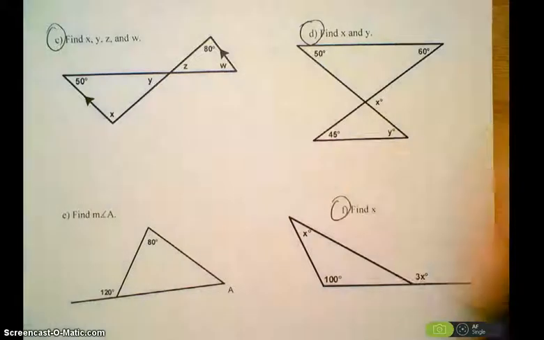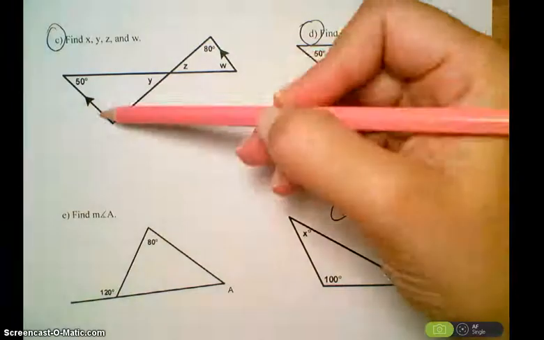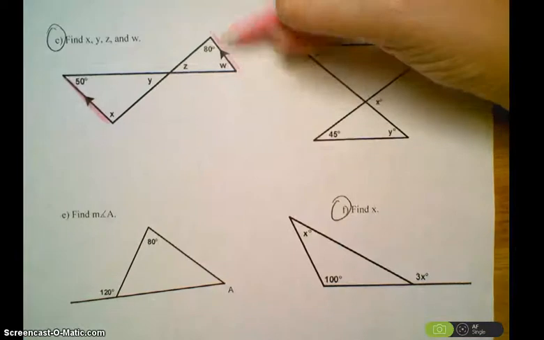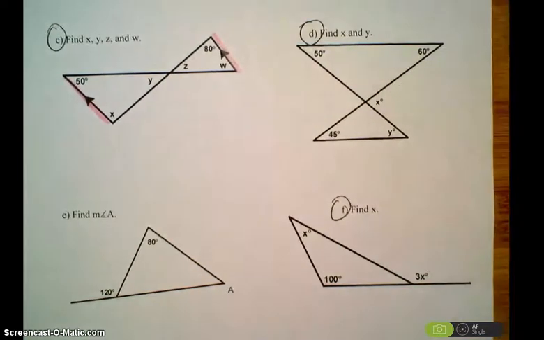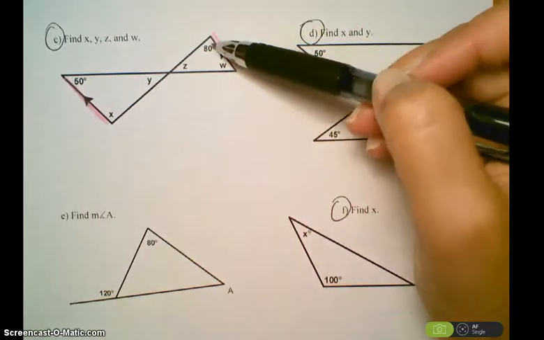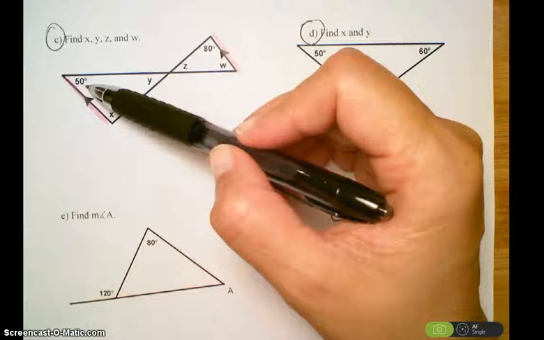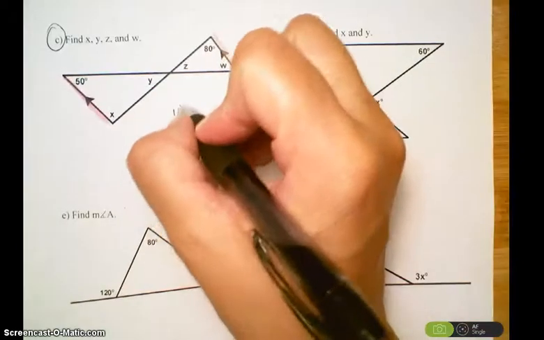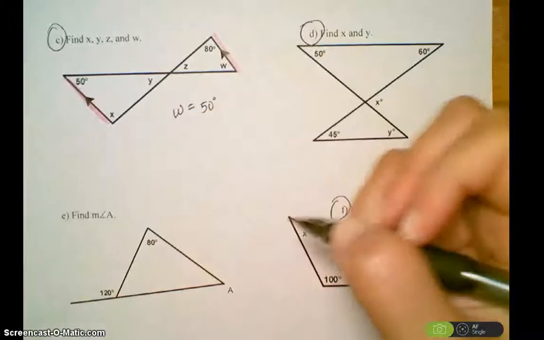So in example C, you can see that you have a pair of parallel lines. They've been marked as parallel, but as you guys know, I like to make those lines a different color. Then anytime we have parallel lines, we should be looking for special angles, and as you can see here, we have some very nice alternate interior angles happening. So because of alternate interior angles, we can say that angle W must be equal to 50 degrees.